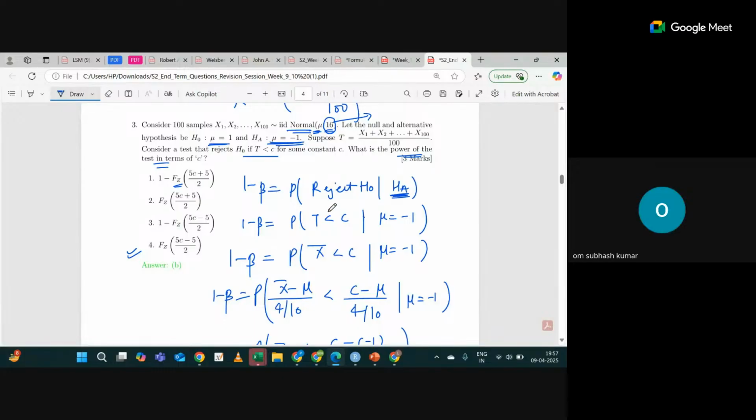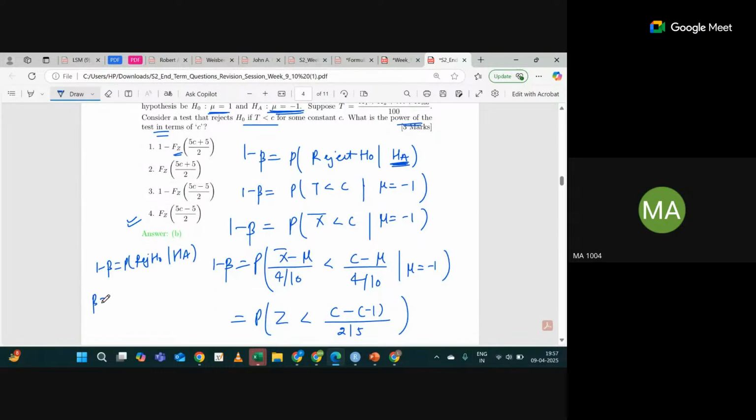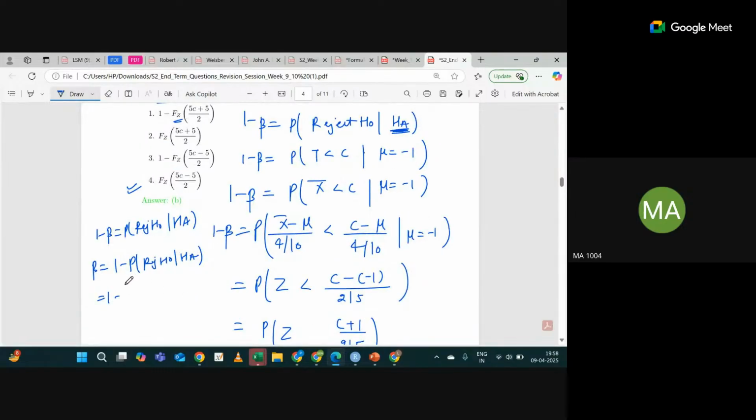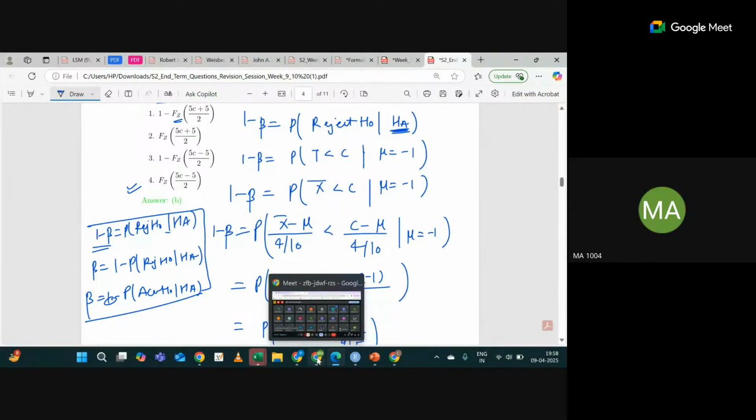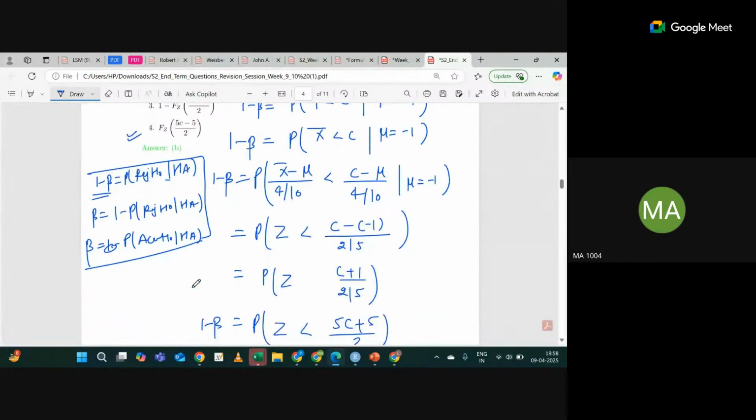The only issue is, you will get the final answer at the end. If you are doing 1 minus the probability of rejecting H naught when H is true, that is nothing but the probability of accepting H naught. So you can do it this way also, but here you will get the value of beta. The terminology is: if the question asks for power, it is 1 minus beta. If it asks about type 2 error, the probability of type 2 error, then it's beta.